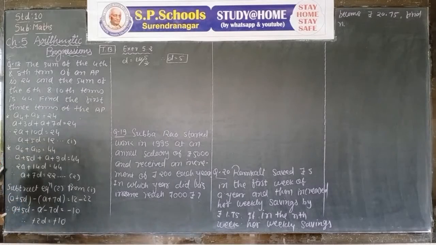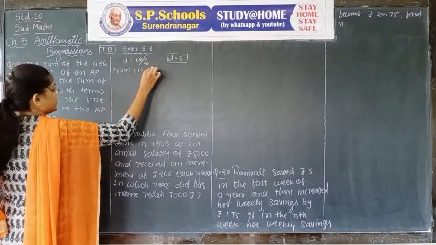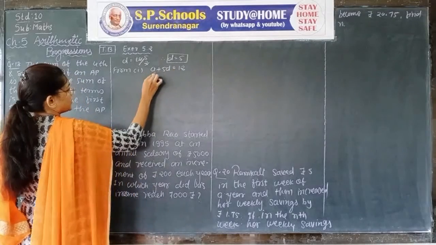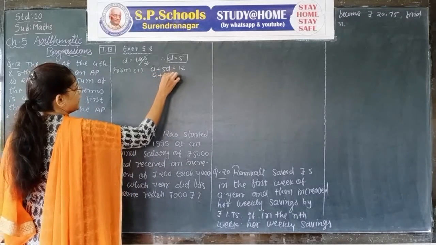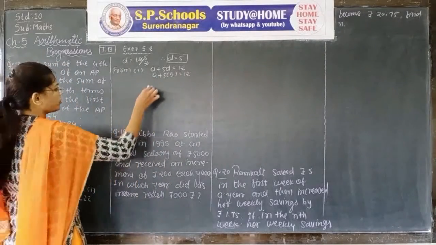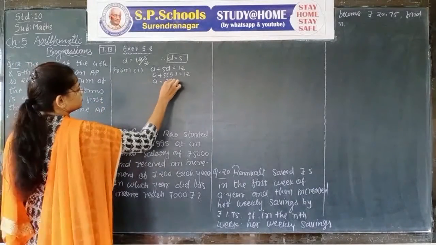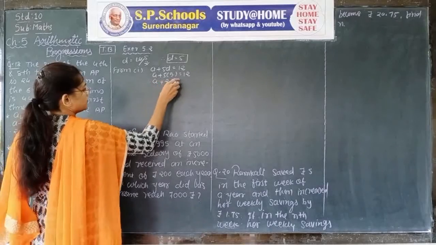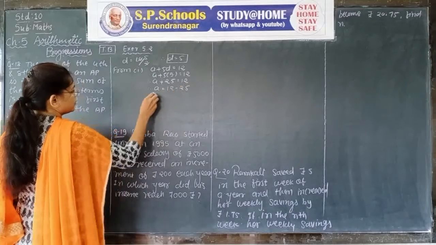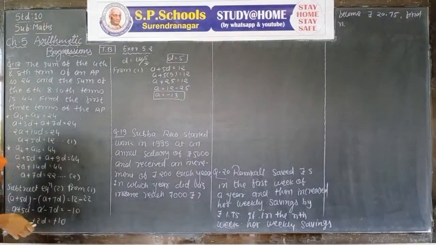To find the value of A, we use equation 1. From 1, A plus 5D is equal to 12. A plus 5 into D, which is 5, is equal to 12. That's why A plus 5 5s are 25 is equal to 12. That's why A is equal to 12 minus 25. Therefore, A is equal to minus 13. The value of A is minus 13.